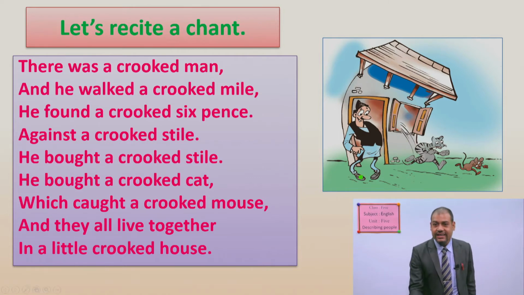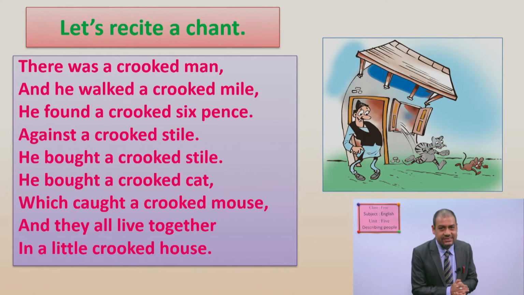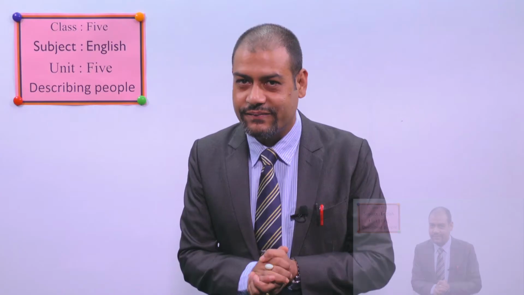Now, look at the legs of this man. The man's legs are also not straight. This is crooked, okay? The legs are crooked. And likewise, the house is also crooked. Likewise, the cat and rat. So the chant says crooked. So I think you might have made a guess what we are going to learn. Can you tell me?